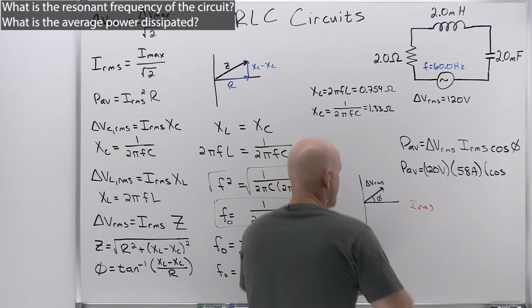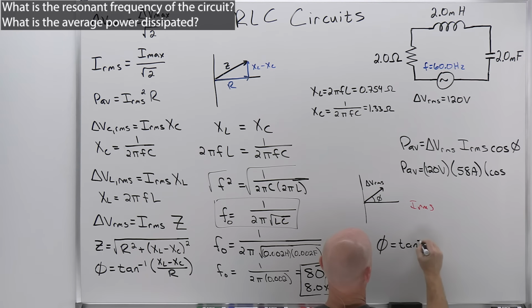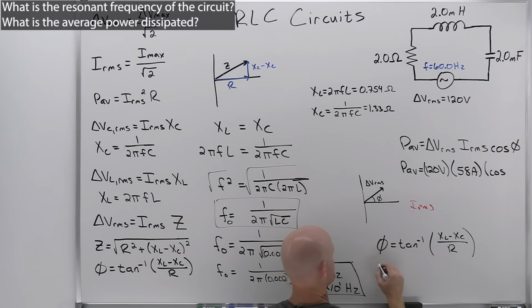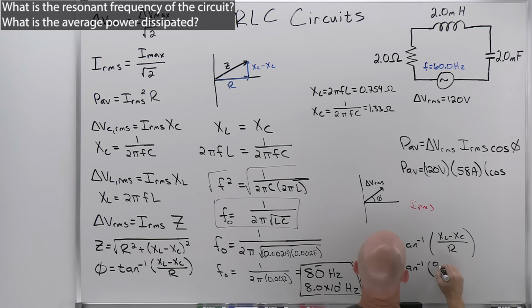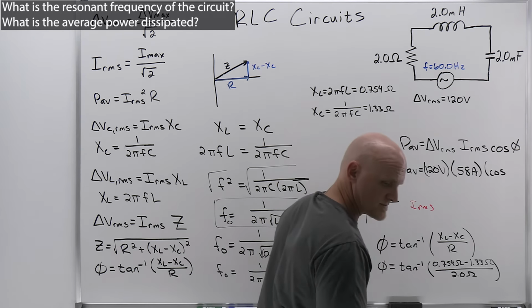So recall that we can calculate that phase angle using the inverse tangent of XL minus XC, the Y component of the impedance, all over the X component of the impedance, the resistance, and go from there. So XL was the 0.754 ohms. I transferred that over because I knew we'd need it. So minus the 1.33 ohms, all over our resistance of 2.0 ohms. Let's see what that angle comes out to.